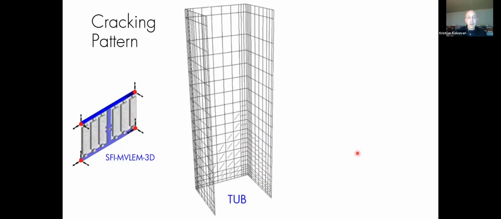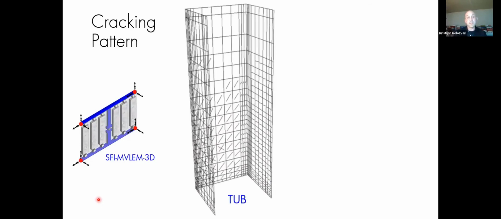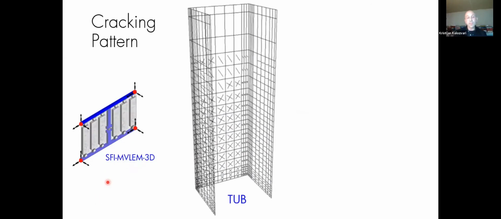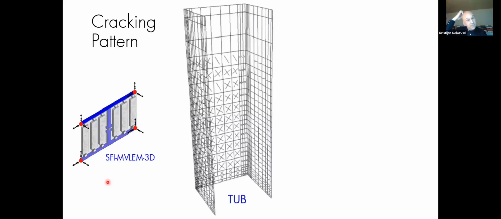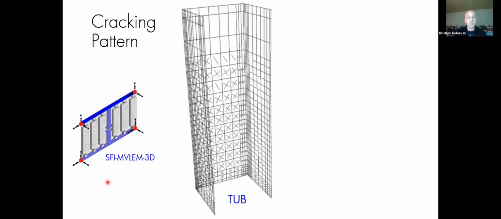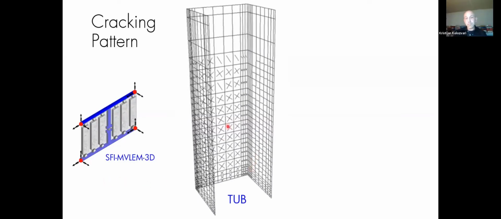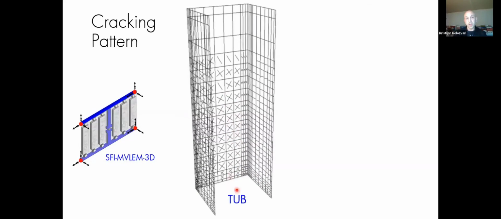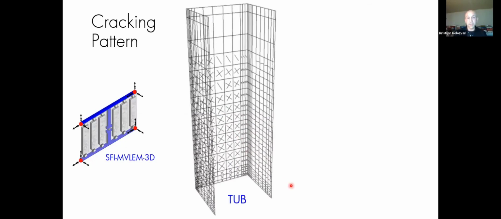The next thing we did here is looking at the cracking patterns. Here you can see a video of evolution of cracks in one of these analyses, particularly from the SFI MVLEM 3D model. You can see as the wall is being pushed left to right, how the cracks generate, and you can see their orientation as well. Which just justifies the fact that this model captures these diagonal cracks, right? There's shear and flexure there as well.